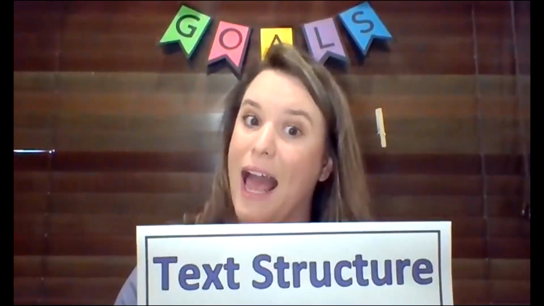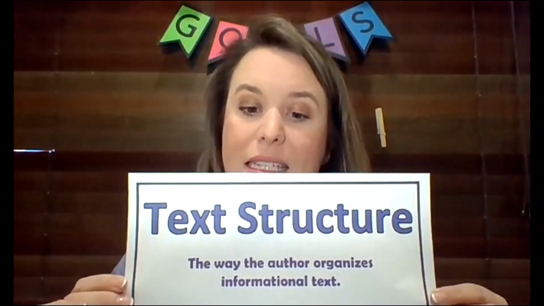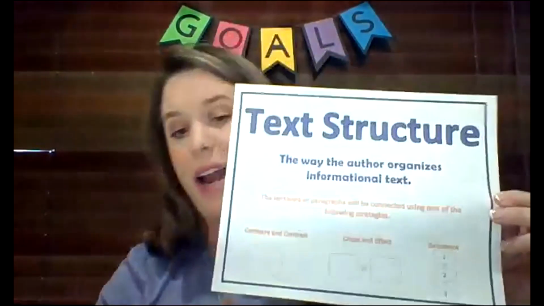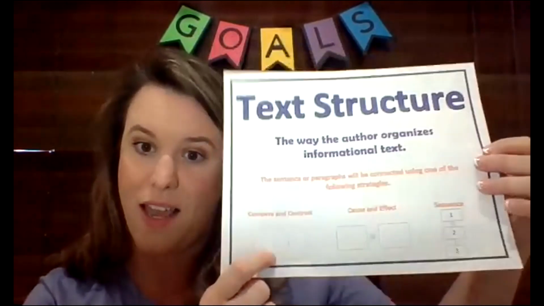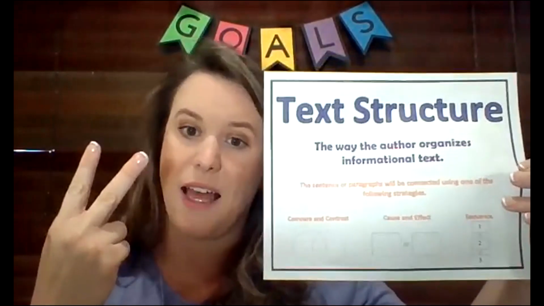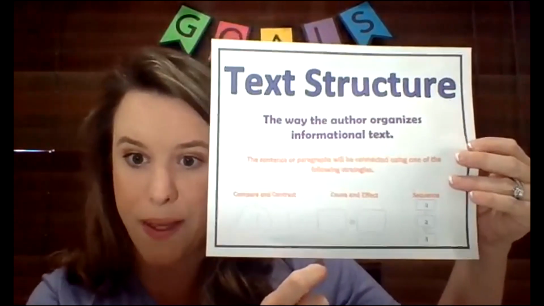All right, so today's reading was about understanding the text, and understanding the text is the same thing as text structure. Text structure is the way the author organizes informational text. So they are giving you information, and they're going to organize it. There's 3 ways we've been talking about in class that they're going to organize it. The first way they can organize it is by comparing and contrasting, taking 2 things in the text or in the sentence and telling you how they are alike or how they are different. Cause and effect, why and what happened in the story.